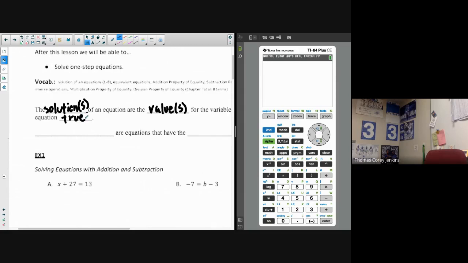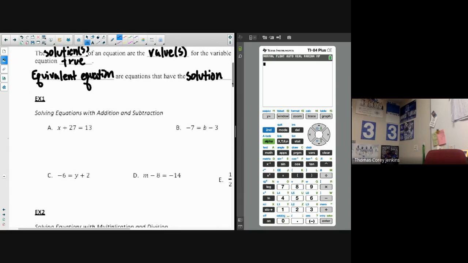And then it says blank are equations that have the blank. So equivalent equations is what we're looking for there. Equivalent equations are equations that have the same solution. So as we get into more complex solutions, multi-step equations and stuff, you'll see us write out several different equivalent equations as we go to isolate the variable.